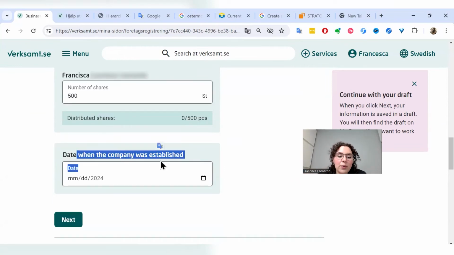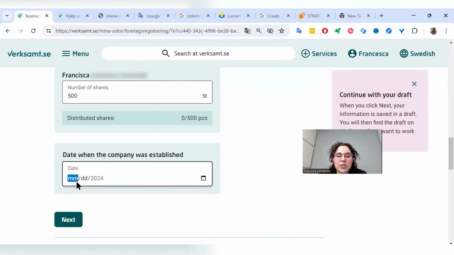And then date when the company was established. This can be symbolic. This can be today. But established means founded. When did you meet with your fellow partners, or when did you come up with the idea? That's the date you're going to put.